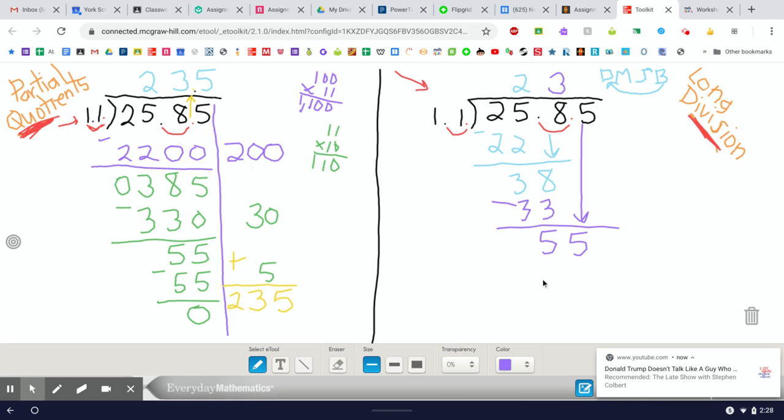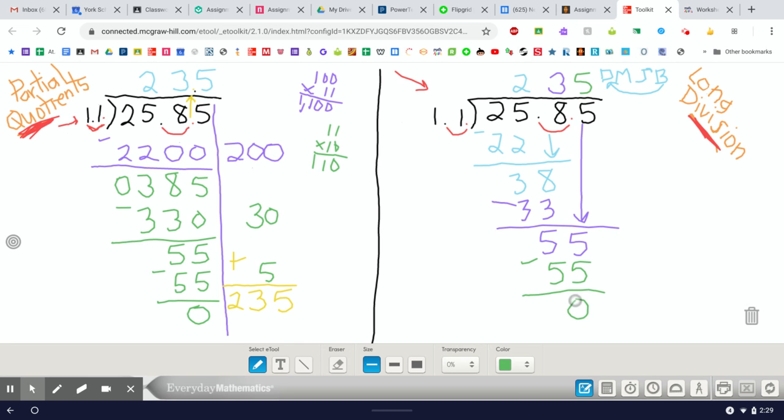Now, we'll go to our next step. All right, how many 11s are in 55, right? So we'll divide, that's 5. Look at that, the same 3 digits, 2, 3, 5. 5 times, multiply. 5 times 11 is 55. We'll subtract, and we'll get 0. And there's nothing left to bring down, so we're done. And then we move our decimal straight up into our answer line. That's where it goes, right there. And look at that, we get the same answer, 23.5.